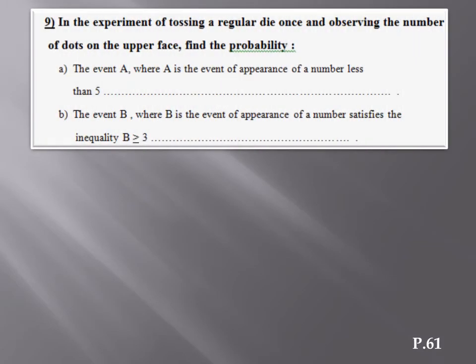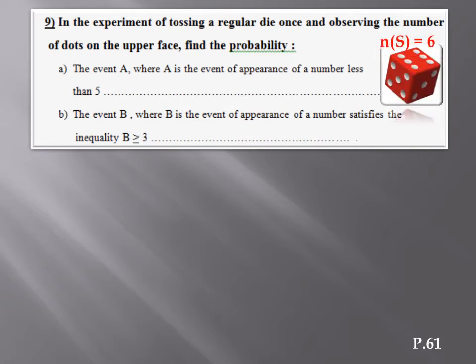In the experiment of tossing a regular die once and observing the number of dots on the upper face, find the probability. Before we find the probability, we need to find the number of the sample space. It equals 6. We have 6 numbers on the die. To find the probability of event A, where A is a number less than 5, how many numbers less than 5 are on the die? 4 numbers. That means the probability of A equals 4 over 6, which equals 2 over 3.